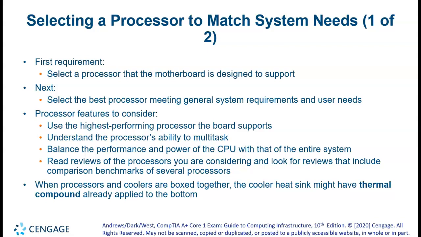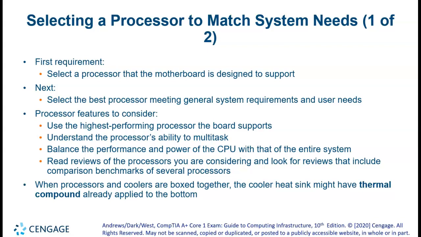Next, select the best processor, meeting the general system requirements that the user needs. Processor features to consider: use the highest performing processor the board supports, understand the processor's ability to do multitasking, and balance the performance and power of the CPU with that of the entire system. Remember, all those parts have wattage, so make sure you don't go over the wattage of your power supply. Also, read reviews of the processor you're considering and look for reviews that include comparison benchmarks of several processors. Not only look at people who write about them, look for customer reviews too. That will give you a good sense of whether it's a good processor or not.